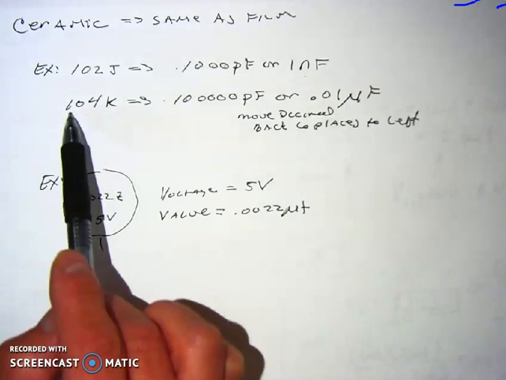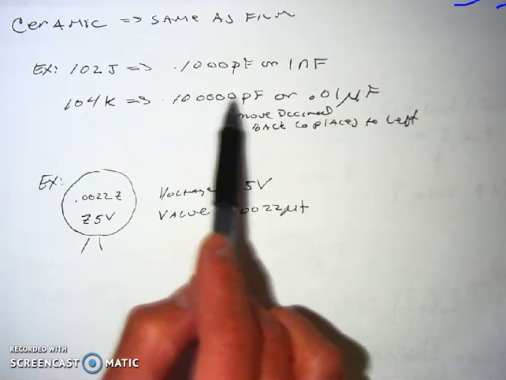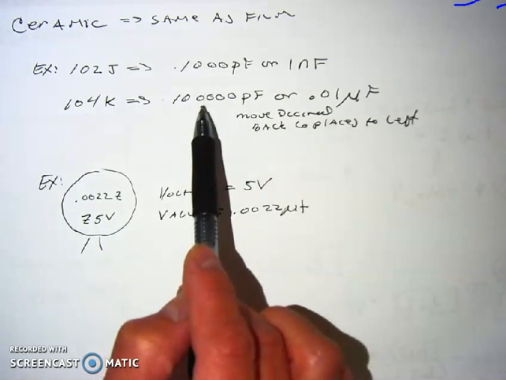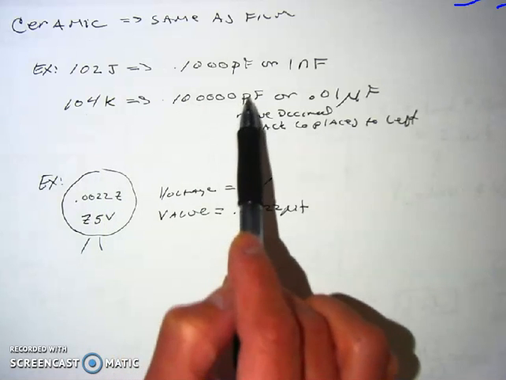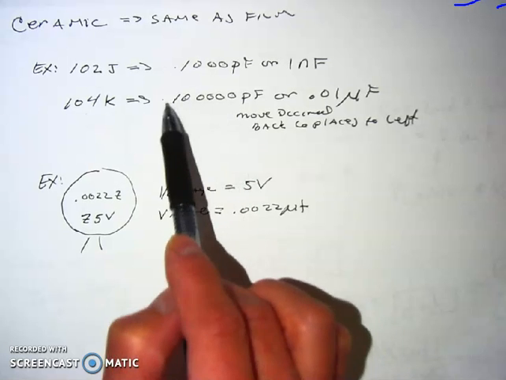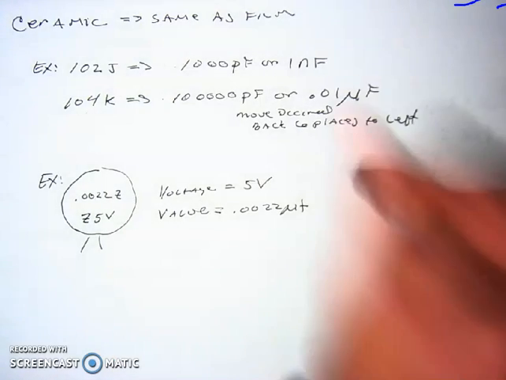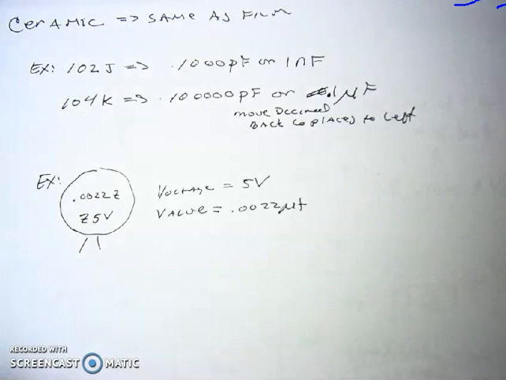How about 104? So we have 10, and then we put 4 zeros down. Well, that's picofarads. So we get almost 100,000 pico. That's too big of a number to even put on a stamp on here. So what we like to do is we'll convert it over. In this case, we can move it over to micro. And what we do is decimals here, we move it back 6 places. 1, 2, 3, 4, 5, 6 gives us 0.1 microfarads. That should be 0.1 microfarads.